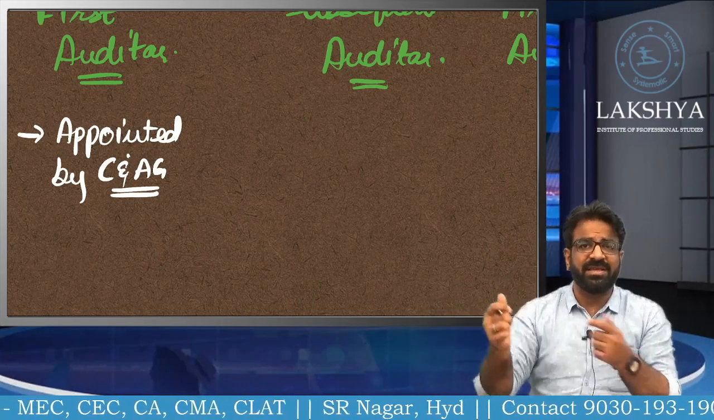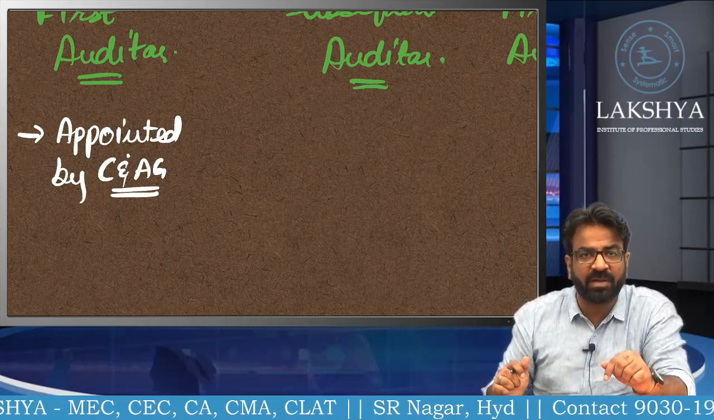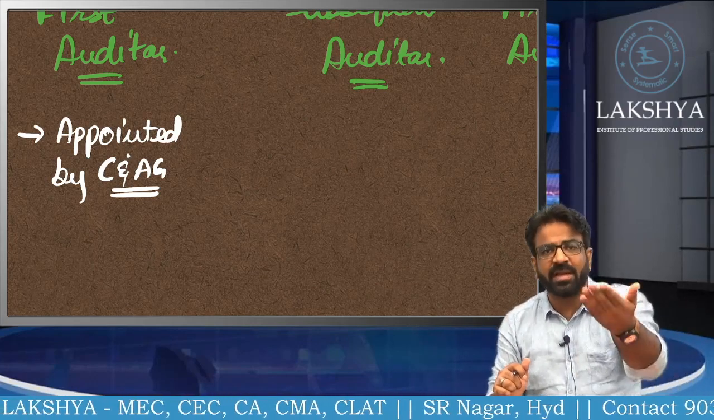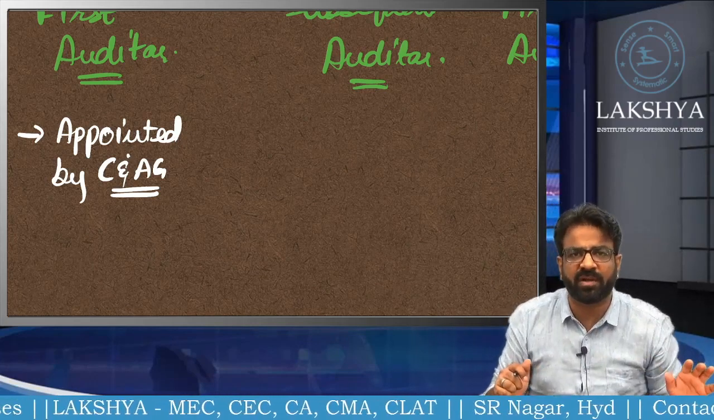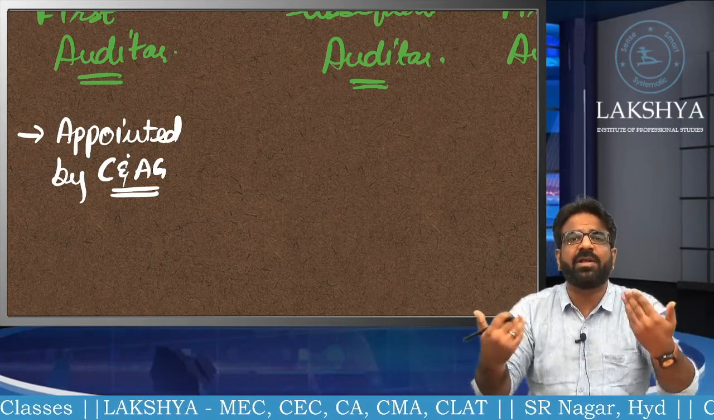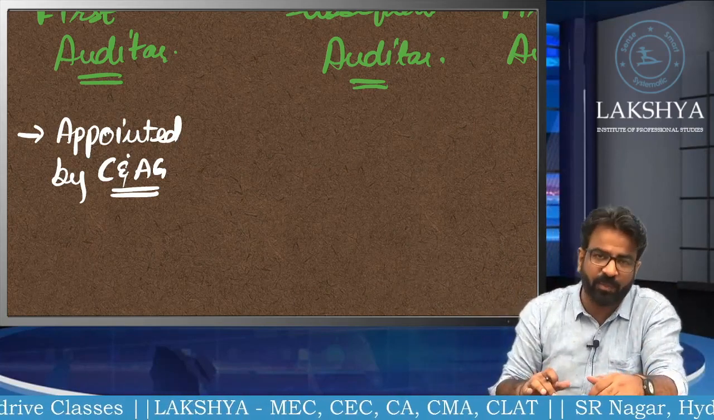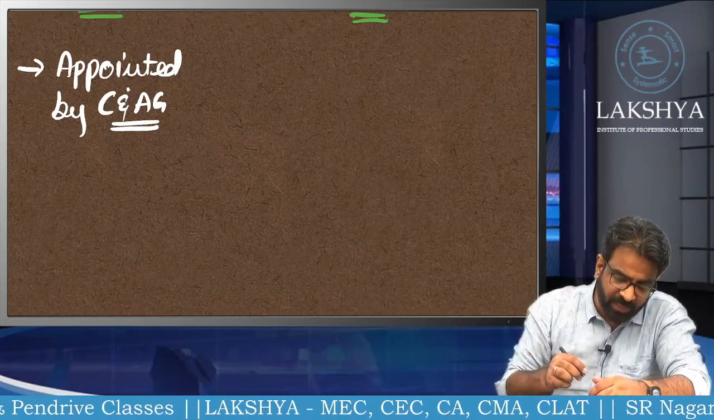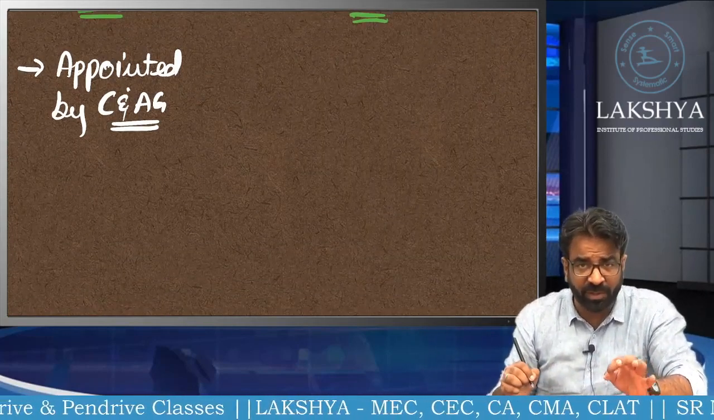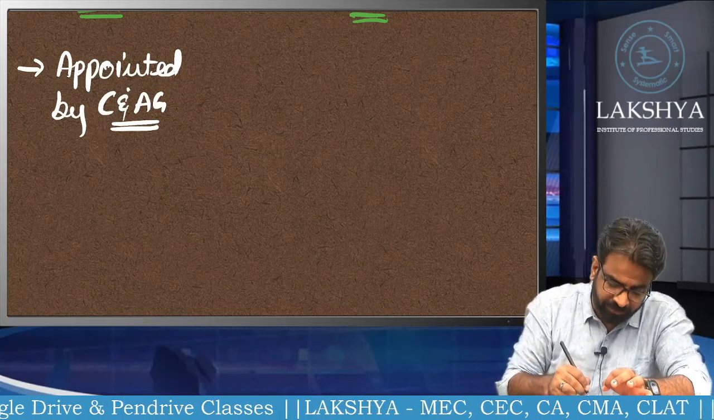It means, sir, is C and AG going to do the audit of the government company? No. Statutory auditors like you and me are going to do the audit of government companies, but we will be appointed by whom? C and AG. So who will appoint us? C and AG, right sir? Now C and AG will appoint the first auditor of which company? Government company.